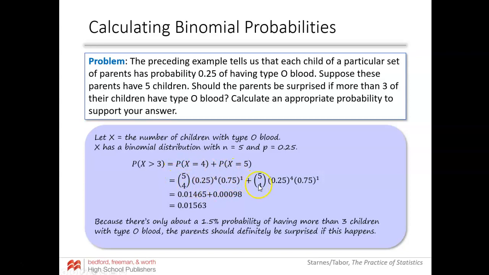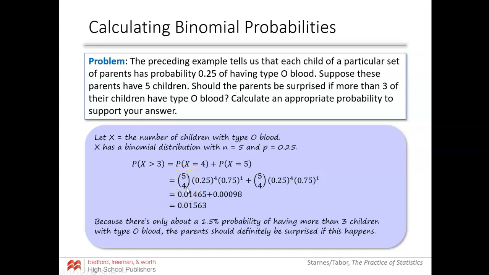4. I think there's a mistake here. This is supposed to be 5 choose 5. I don't know what happened there. I'll have to fix that slide. All right. So we're going to fix this later, I guess. Sorry about that. 4 successes would be 5 choose 4.